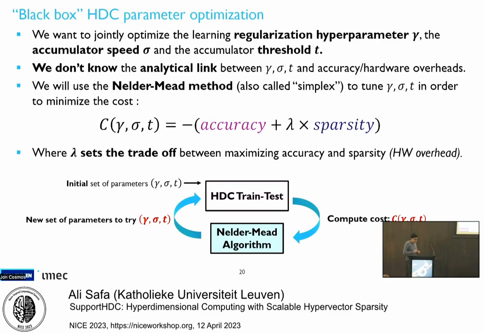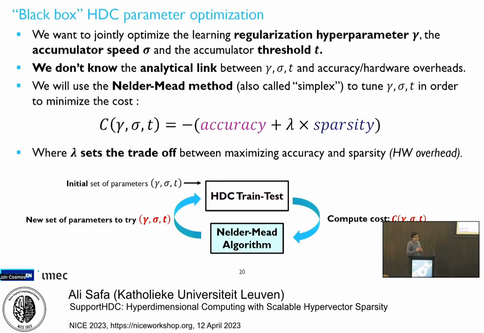So what is Nelder-Mead? It's really a black box optimization technique that allows you to minimize a certain cost that depends on, for example, hyperparameters, without knowing the explicit relation between these hyperparameters and the various quantities that you want to minimize.